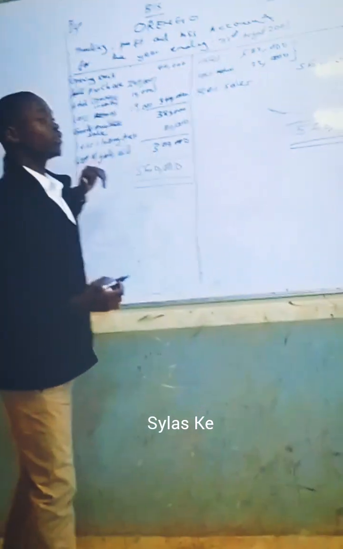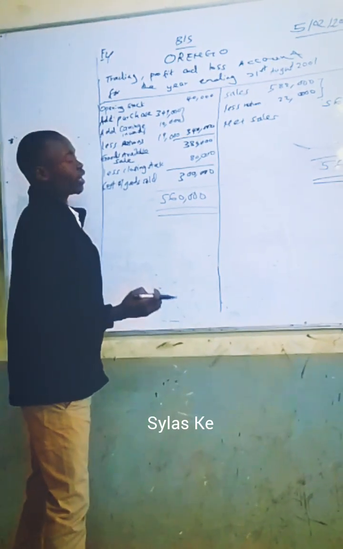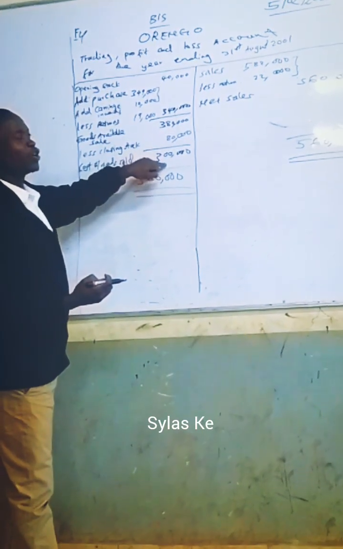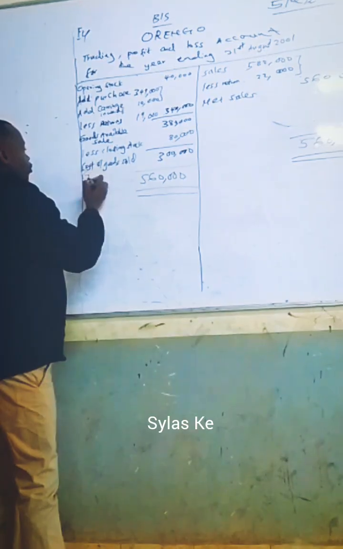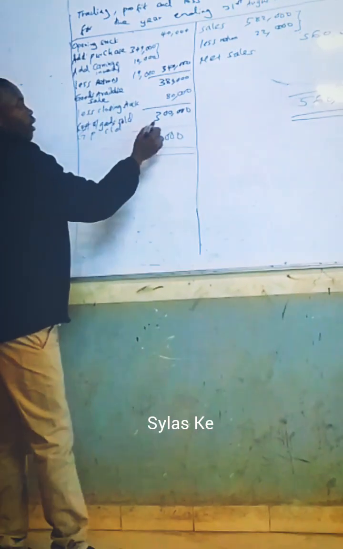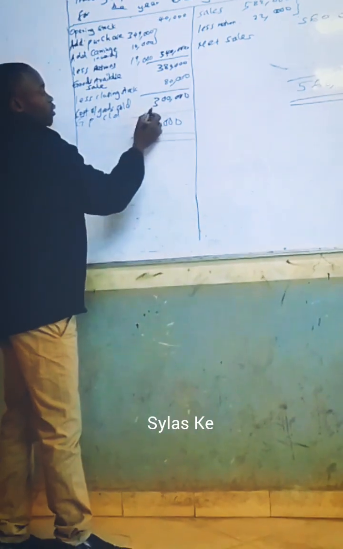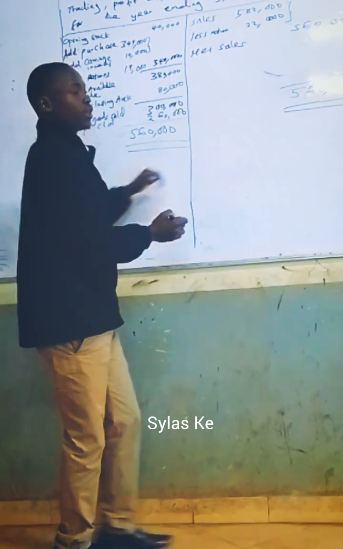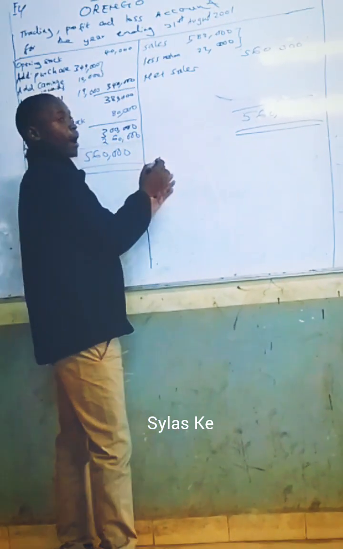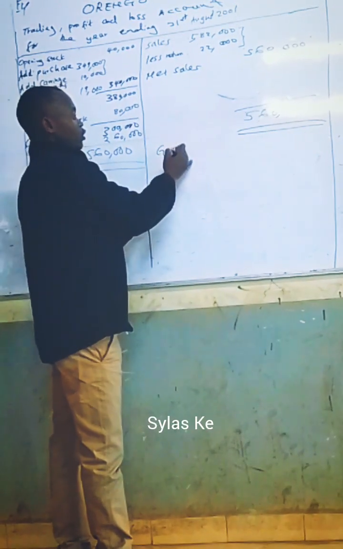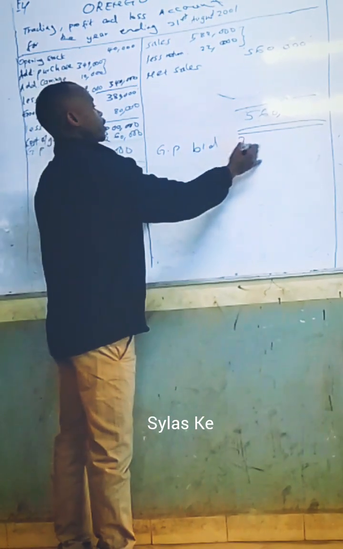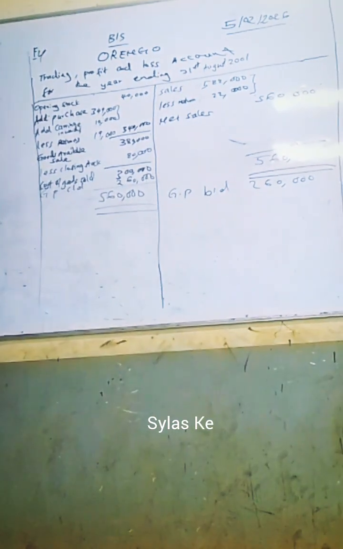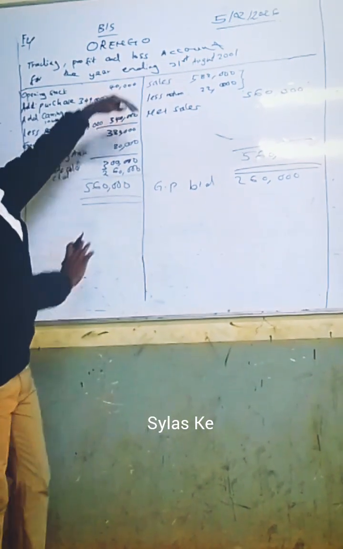The entry having the smaller amount, we call it gross profit carried down. So the difference between 560,000 and 300,000 is 260,000. The side which has the bigger amount, we call it gross profit brought down, 260,000.